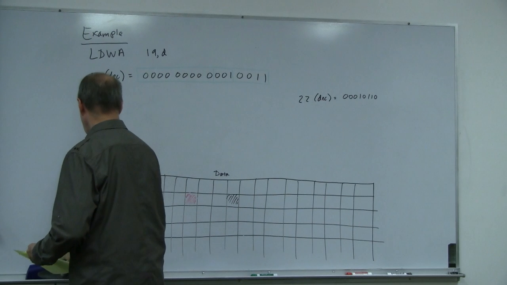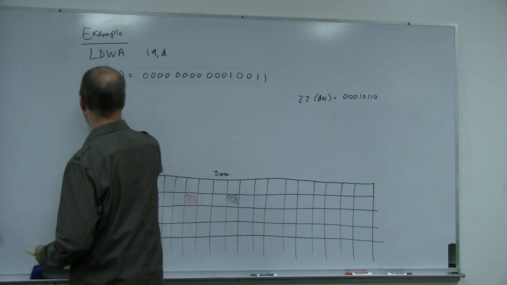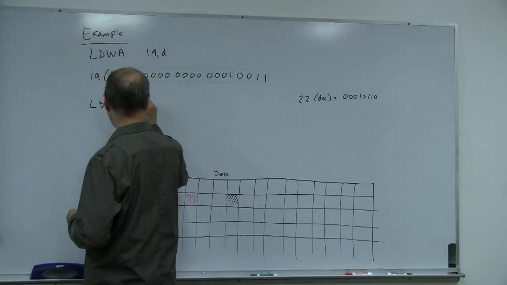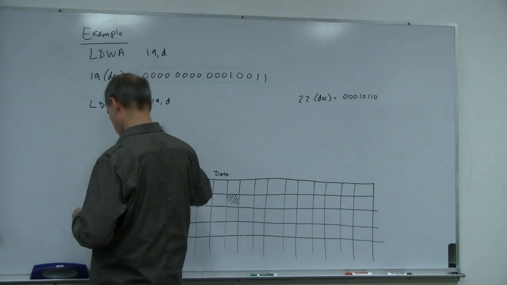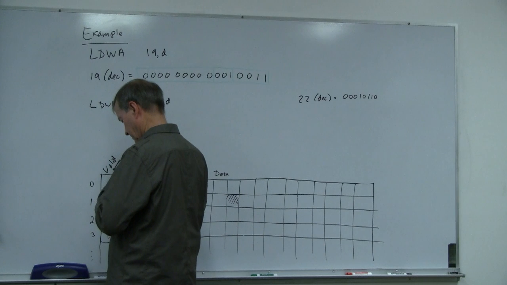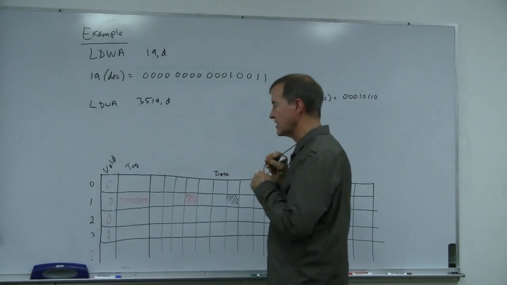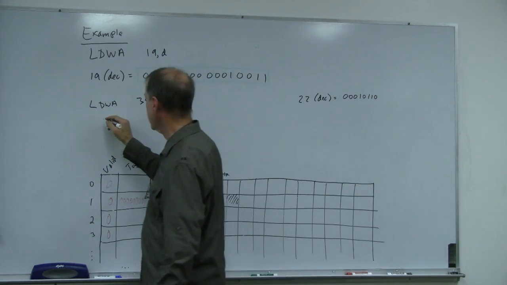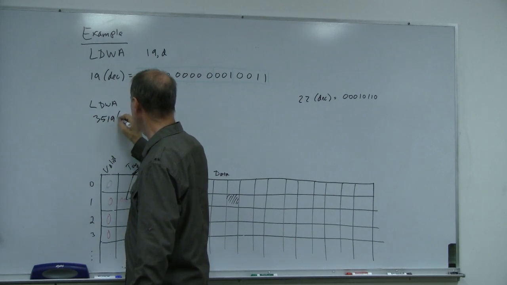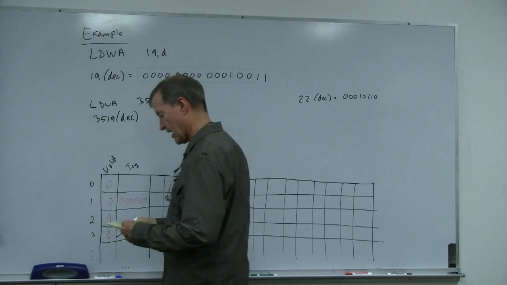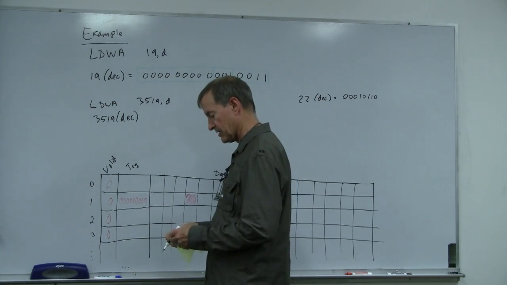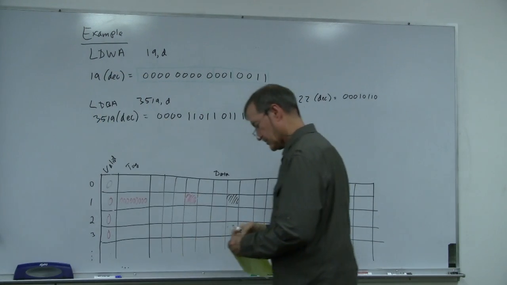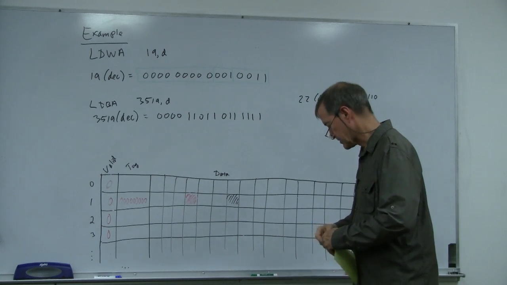suppose we do load word accumulator 3519 direct. That's 3,519. So what does the system have to do? It has to calculate 3519 decimal. And if you work that all out, it turns out to be this number in binary. Here, let's make this load byte accumulator. Okay, so then what will the cache subsystem do in this case?